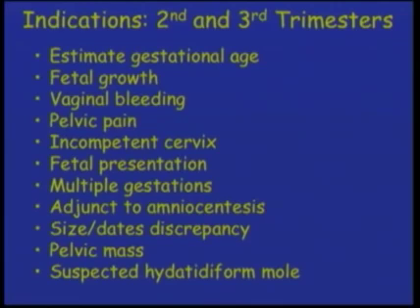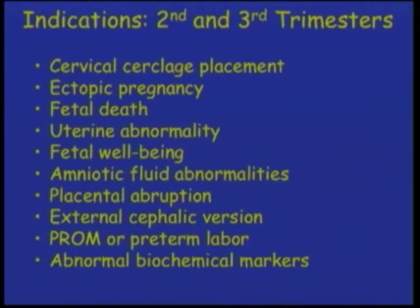The indications for second and third trimesters are much longer than for first. You can see estimate gestational age, fetal growth, vaginal bleeding, pelvic pain, incompetent cervix, fetal presentation, multiple gestations, adjunct to amniocentesis, size dates discrepancy, pelvic mass, suspected hydatidiform mole, cervical cerclage placement, ectopic pregnancy, fetal death, uterine abnormality, fetal well-being, amniotic fluid abnormalities, placental abruption, external cephalic version, premature rupture of membranes or preterm labor, abnormal biochemical markers.